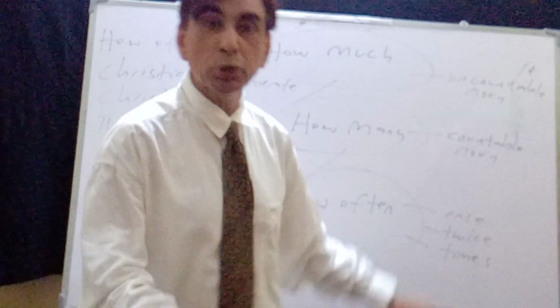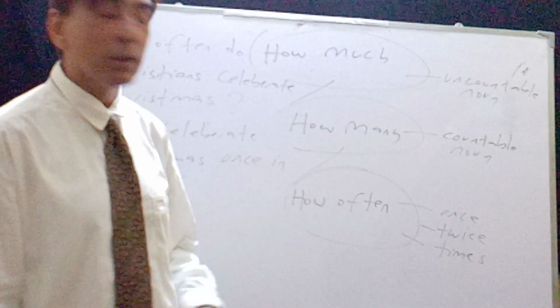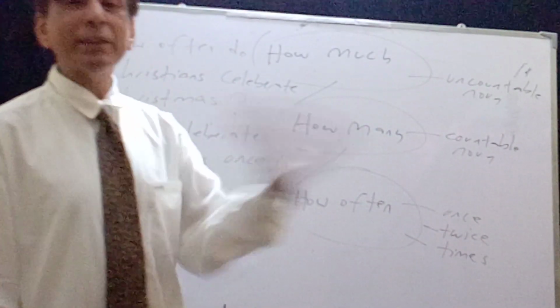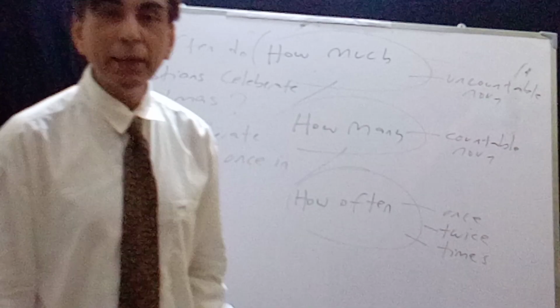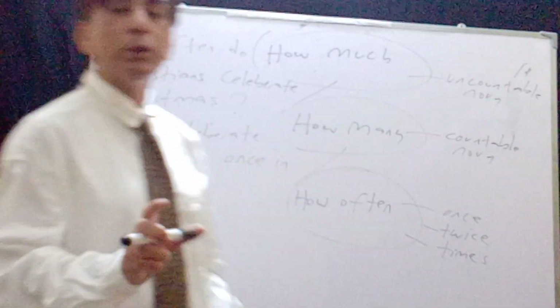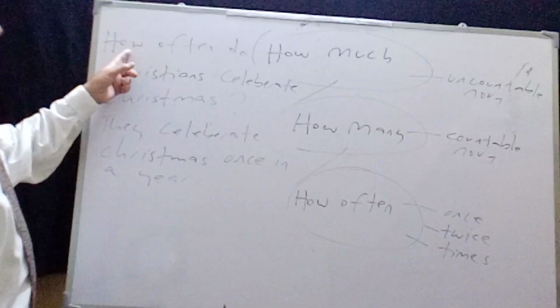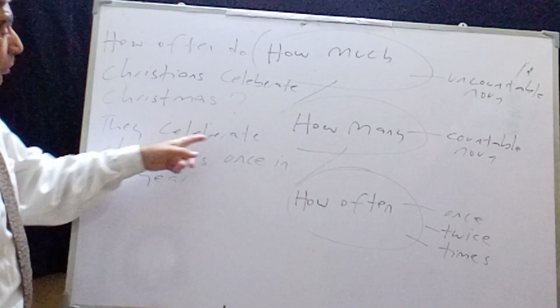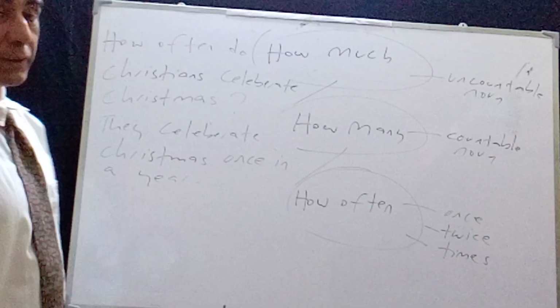The answer would be, if something happened one time, you should say once. 2 times, you always use twice. These are the rules that should be followed. You can't say 2 times. Once for 1 time, twice for 2 times, and for the rest, 3 times, 4 times, 5 times, it should be used in the answer. So again, how often do Christians celebrate Christmas? They celebrate Christmas once a year.